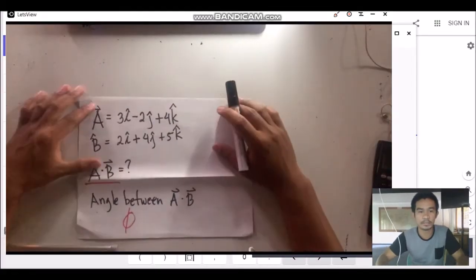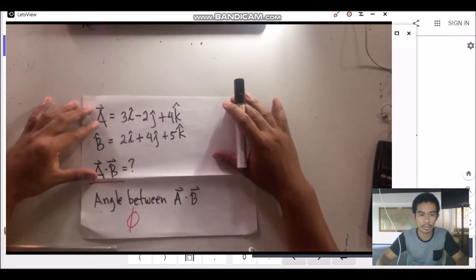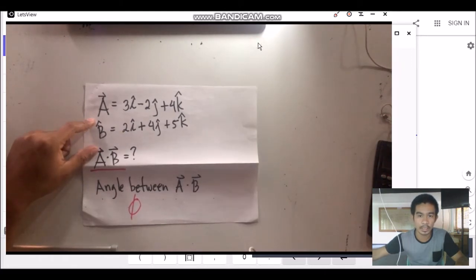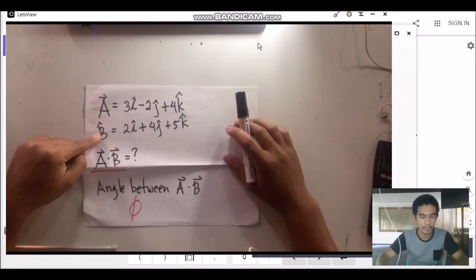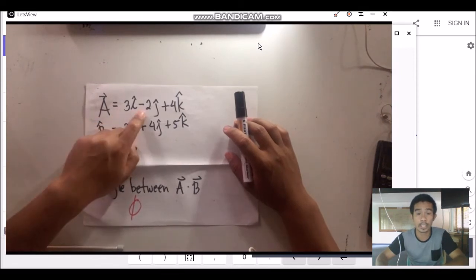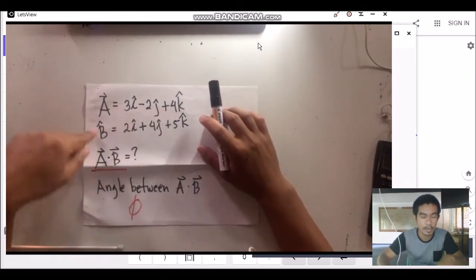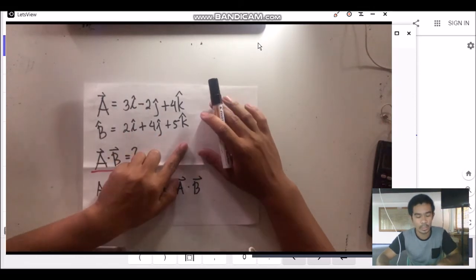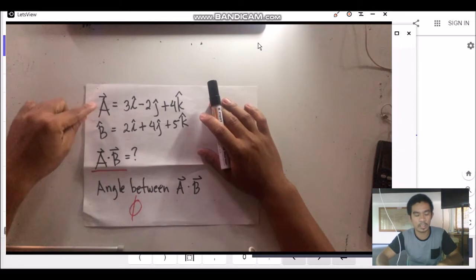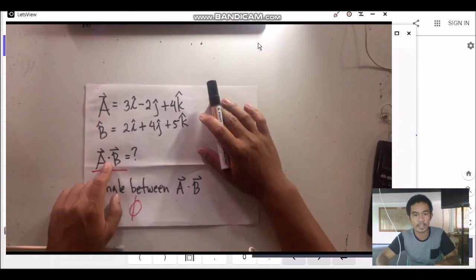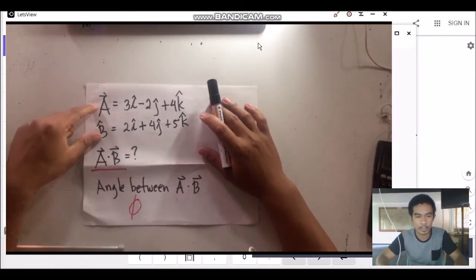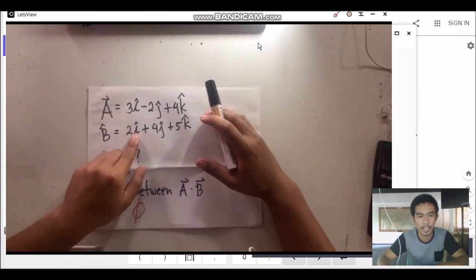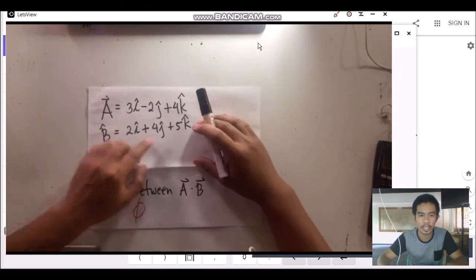So let us have an example of the dot product of two vectors. These are the two given vectors, vector A and vector B. Vector A is 3i hat minus 2j hat plus 4k hat, and vector B is 2i hat plus 4j hat plus 5k hat. We need to look for the dot product of these two vectors. The dot product is a scalar, so we expect that the product has no i hat, no j hat, and no k hat.